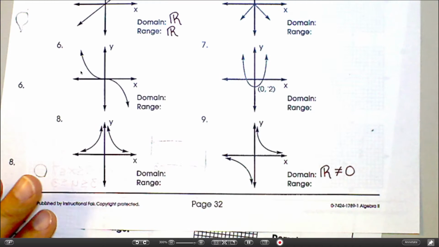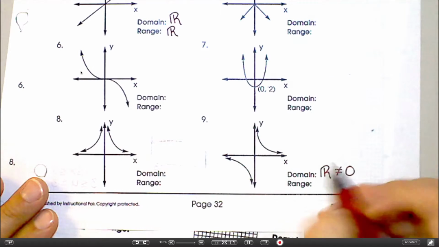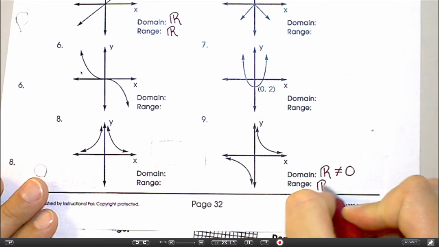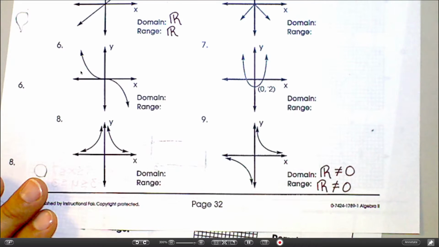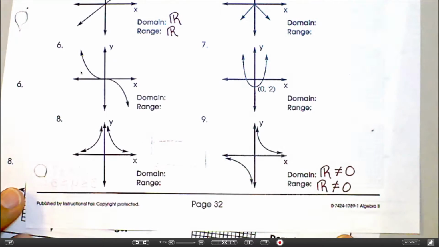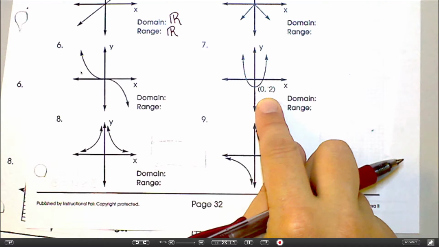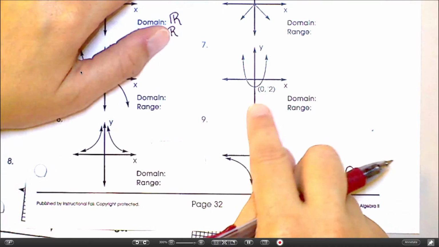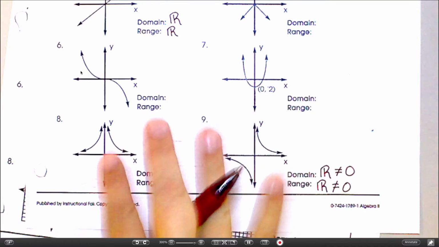What are your thoughts on the range? Same thing. Good. Because it's going to hit everything above and everything below, but it won't hit that line in the middle. So all reals except 0. Number 7 is going to be very similar to the example that we did, except the lowest point is not 0. So think about what the lowest point is.